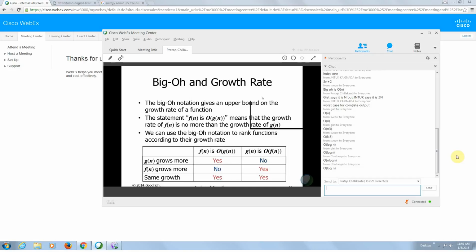Again, go back to the very first slide that I showed you, the graph, right? g(n) was kind of going up, right? f(n) was below g(n).